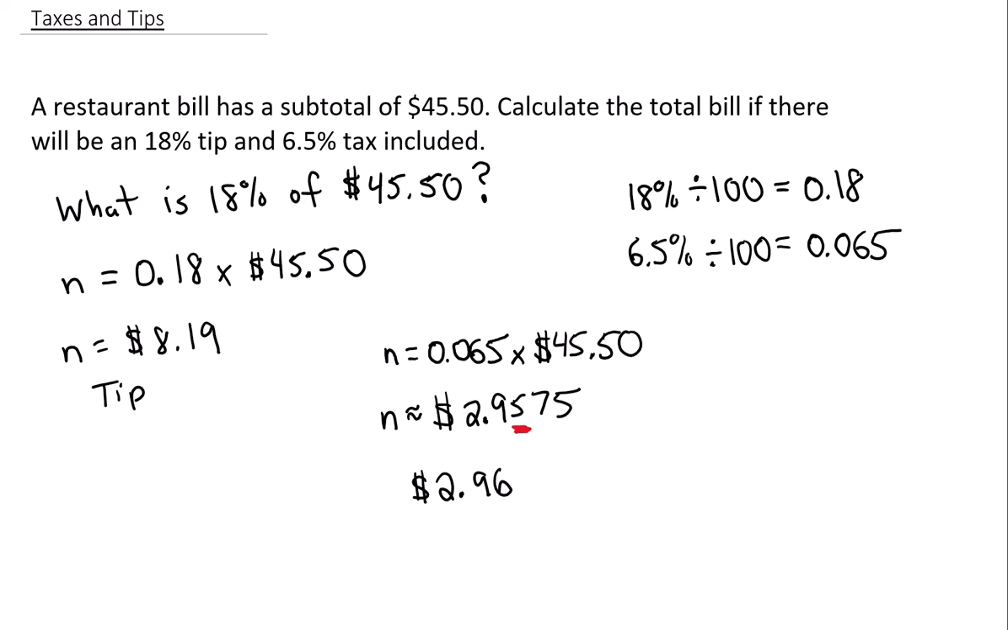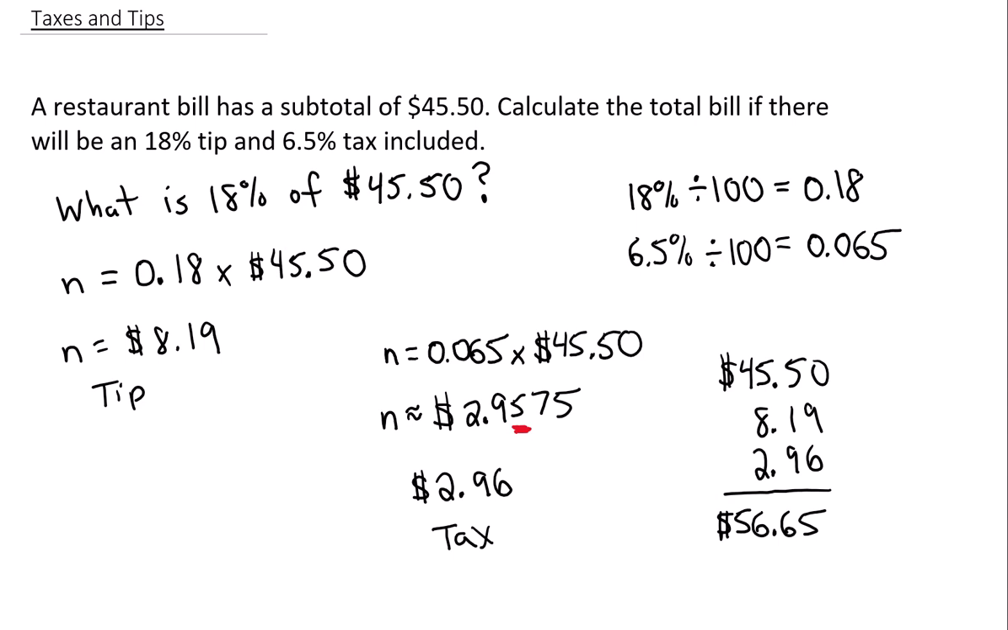That's a 6.5% tax. And then because we're looking for our total bill, we'll take our subtotal, which is $45.50, and add it together with the tip and tax, and that'll give us our final answer. And there we have it. Our total is going to be roughly $56.65.